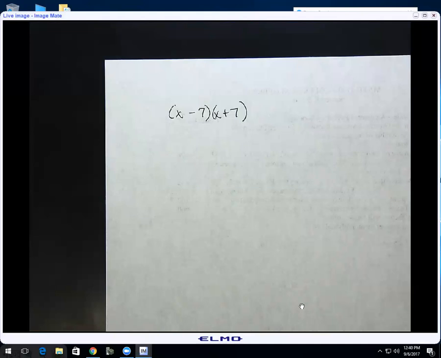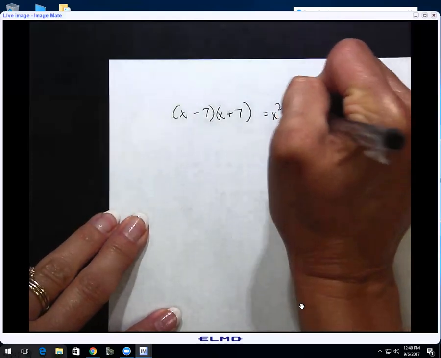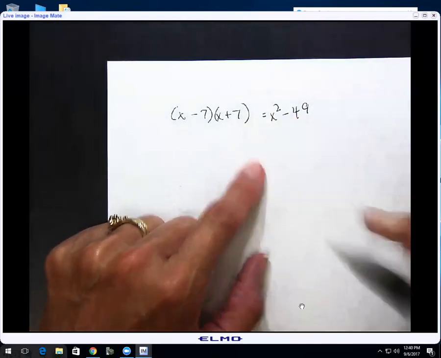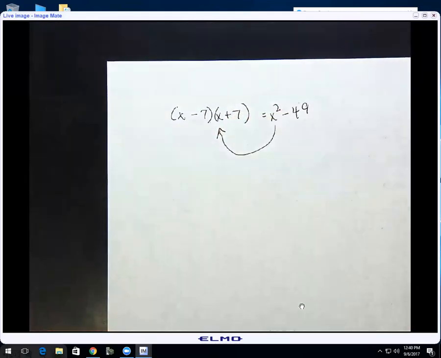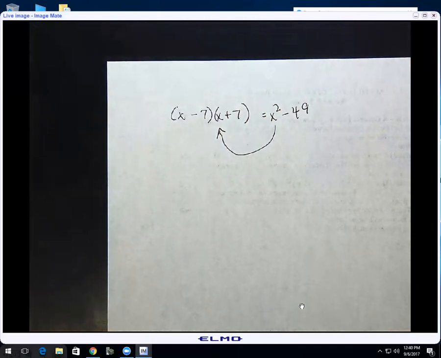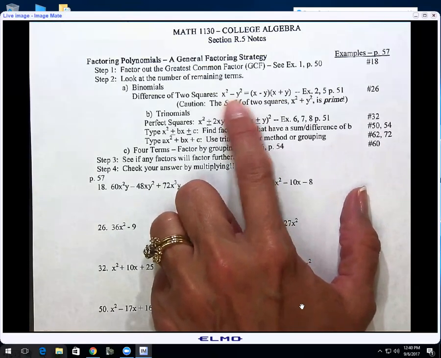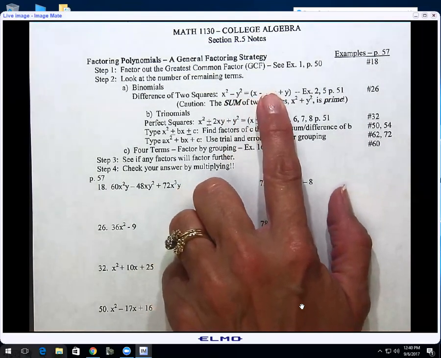You have two perfect squares. If you have two perfect squares that are subtracted, then it will factor into two identical binomials, except for one has a plus, one has a minus. All right, that's exactly what this is saying. x squared minus y squared is x plus y times x minus y.